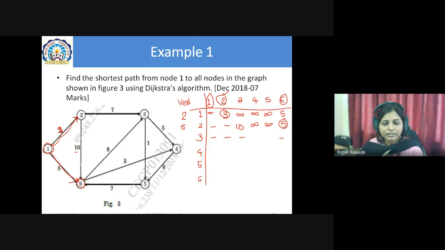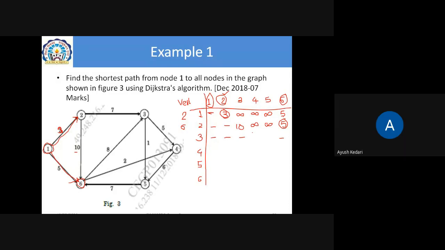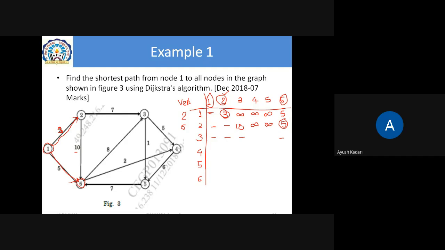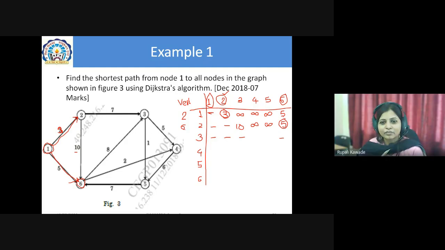3 and 4. Distance of 3 and 4. 3 and 4. Distance is 5. Can you write 5 directly? Okay, can you directly go to this node directly? No. Because yes, first as we have taken it from 6, so first we will go to the sixth node.